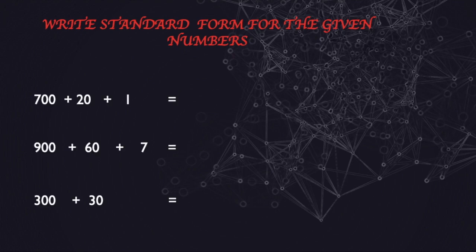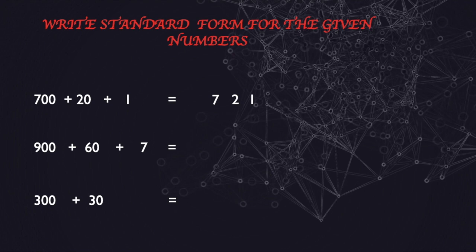In expanded form, we broke the number or split a number and wrote it according to its place value. So it is a kind of place value. When it comes to standard form, we are writing the number in the normal form. That is, you can have it as face value form. That is, in 700 we can write it as 7. In 20 we can write it as 2. And 1 you can write it as same. So the value of first one is 7, 2, 1.